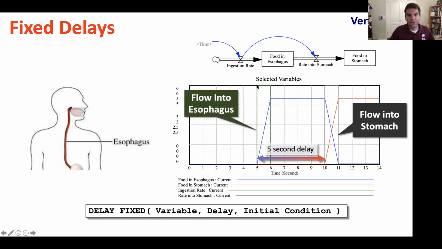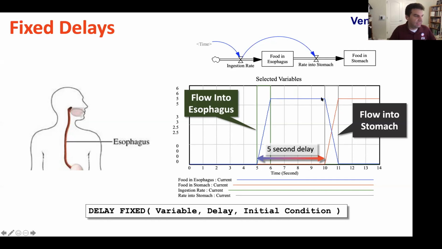So now this green pulse is my input, my ingestion rate. That's this flow into the esophagus. This blue line is the actual food in the esophagus. While that rate is positive, this line is rising. But at the point where I stop ingesting, at time 6, the esophagus just has a flat value. It stays, it has that amount of food in it.